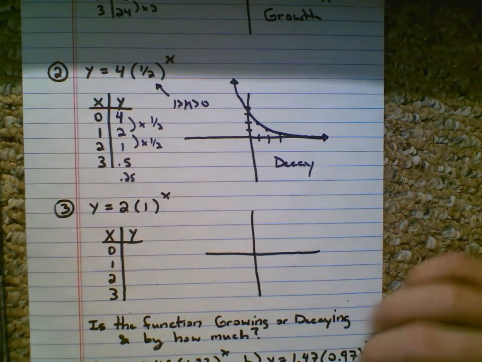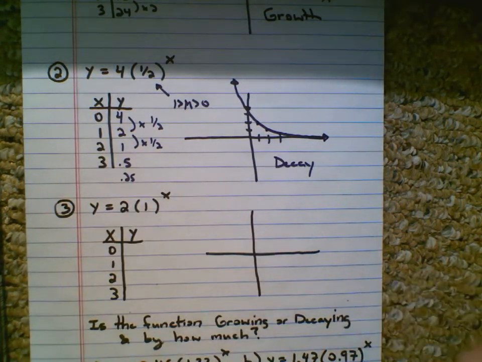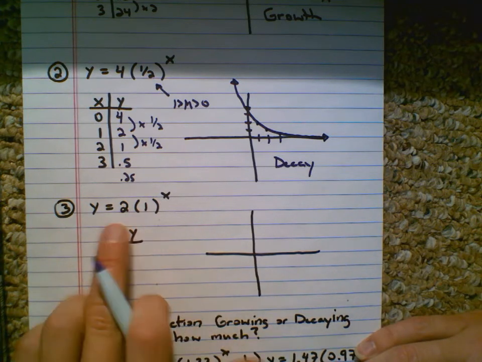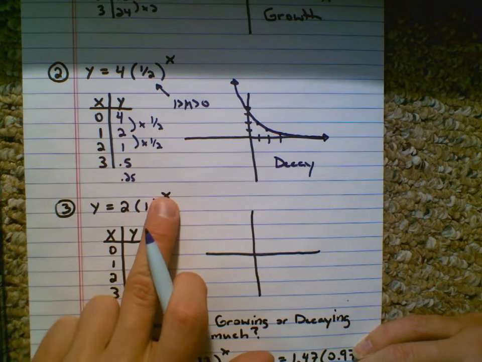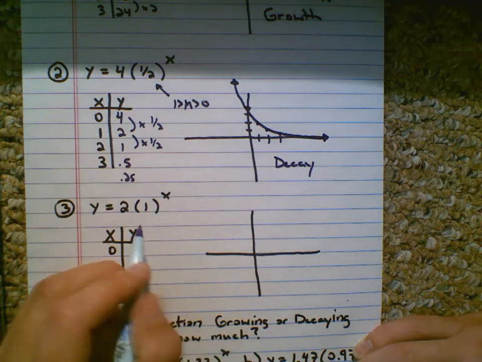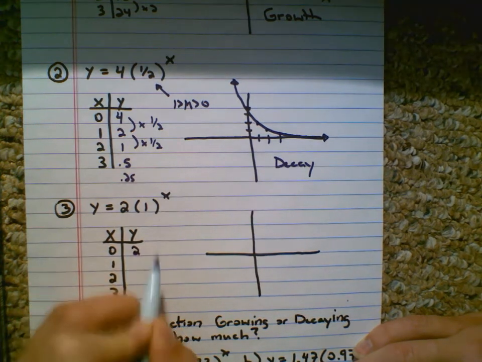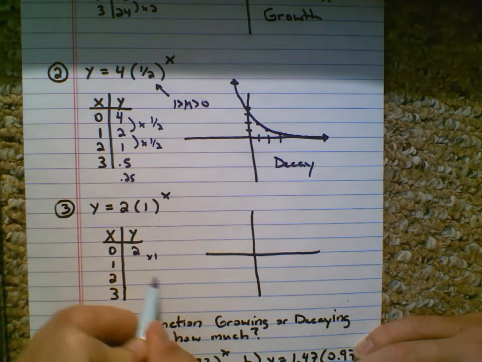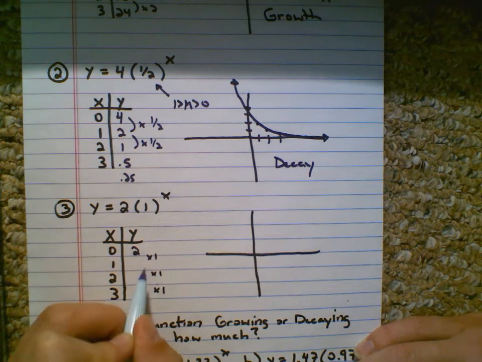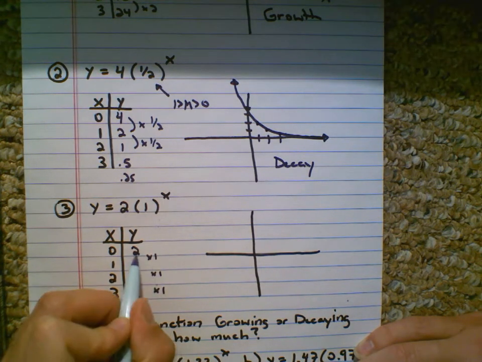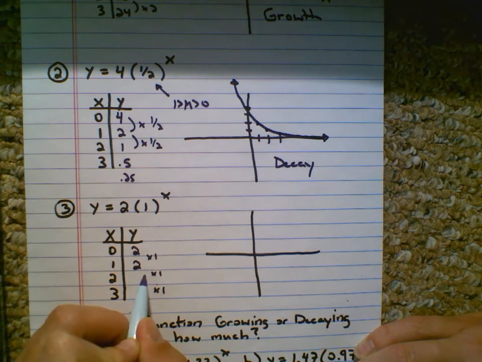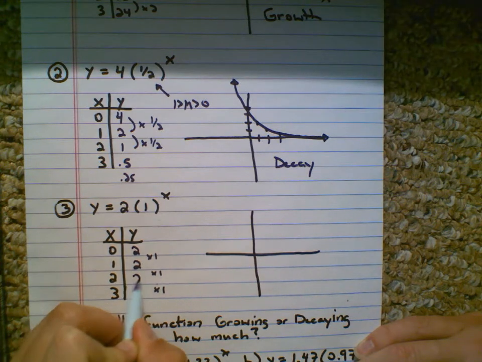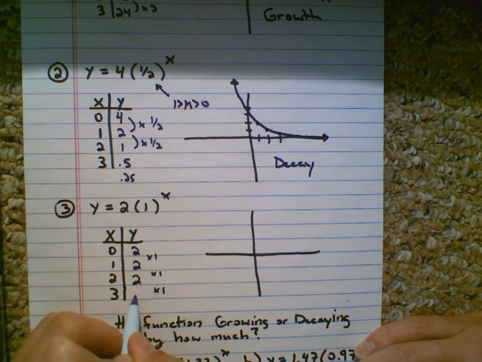And this is going to help us to see how much something's growing. So here I have y equals 2 times 1 to the x. Now, notice my starting value is a 2. And this time I'm multiplying by 1 as I move down the table. Well, if I take anything times 1, so 2 times 1, I would get 2. If I take 2 times 1 again, I get another 2. And if I take 2 times 1 again, I get another 2.